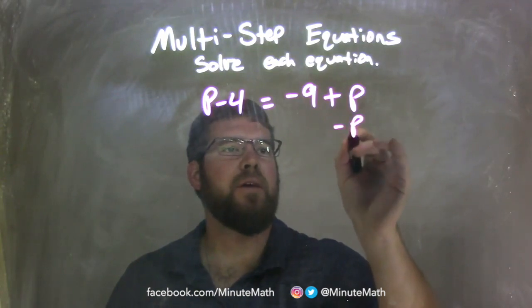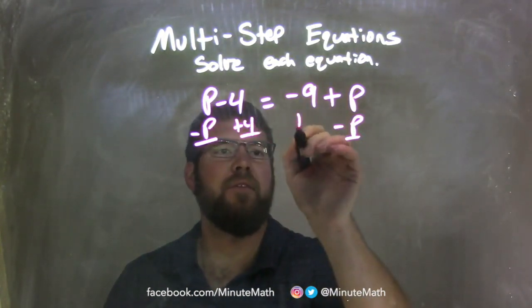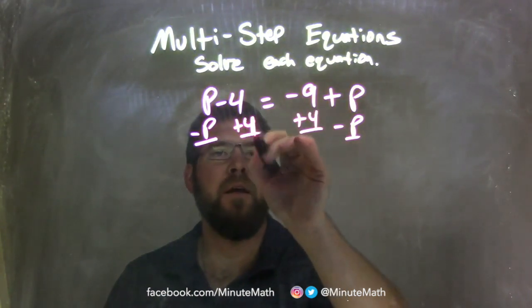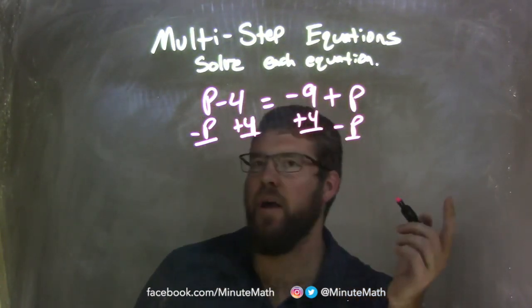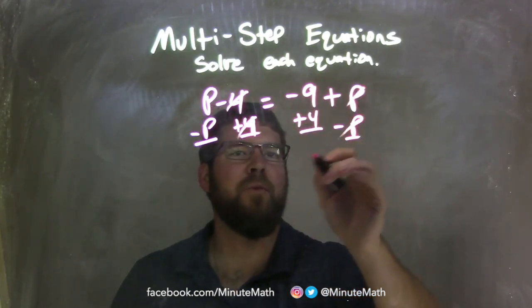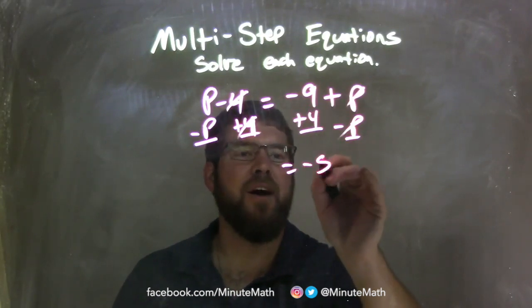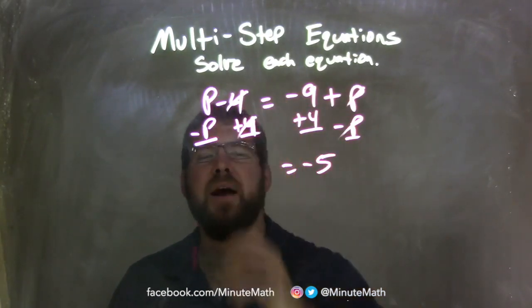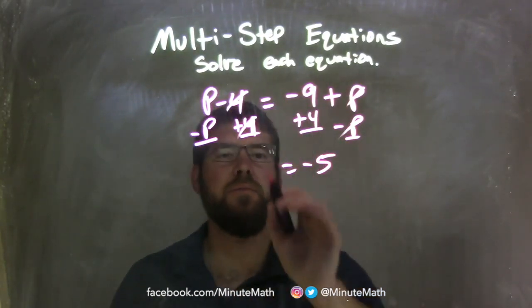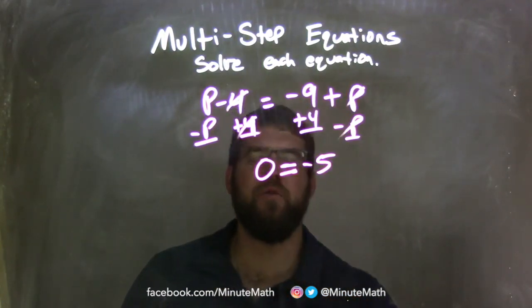So I'm going to subtract a p here, minus p here, and then add a 4 to both sides of the numbers. I'm going to bring the letters to one side, the numbers to the other. Well, the 4's cancel, fantastic, and then these p's will cancel, great. On the right, I'm left with negative 9 plus 4, which is a negative 5. And I have p minus a p, which is 0. So again, I have 0 equals a negative 5.